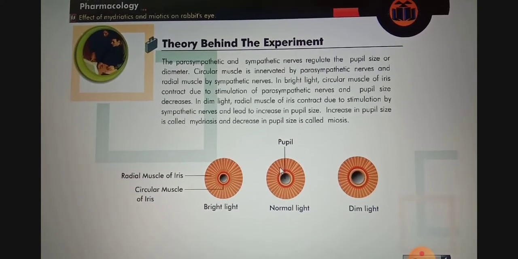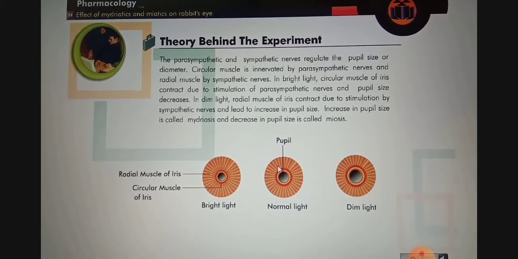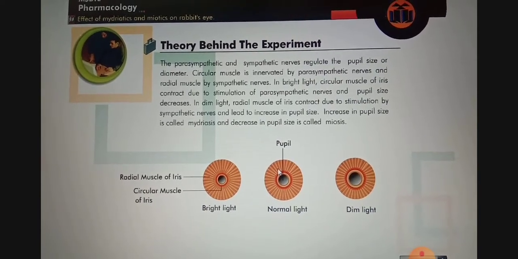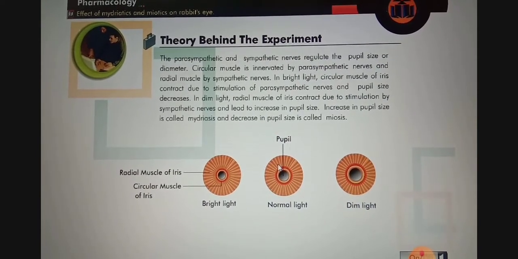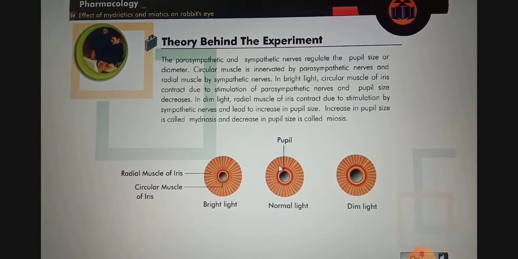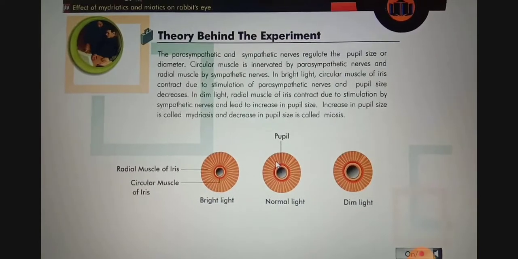Due to the contraction of these radial muscles, pupil size increases. This increase and decrease in the pupil size are termed mydriasis and miosis. If the pupil size increases, the term is known as mydriasis, and if the pupil size decreases, the term is known as miosis.